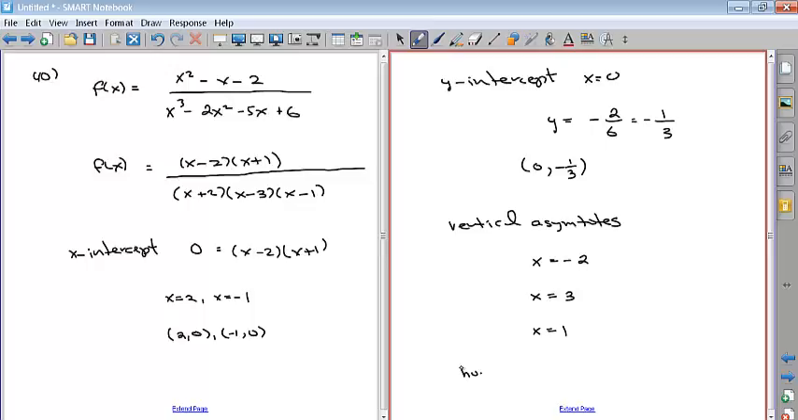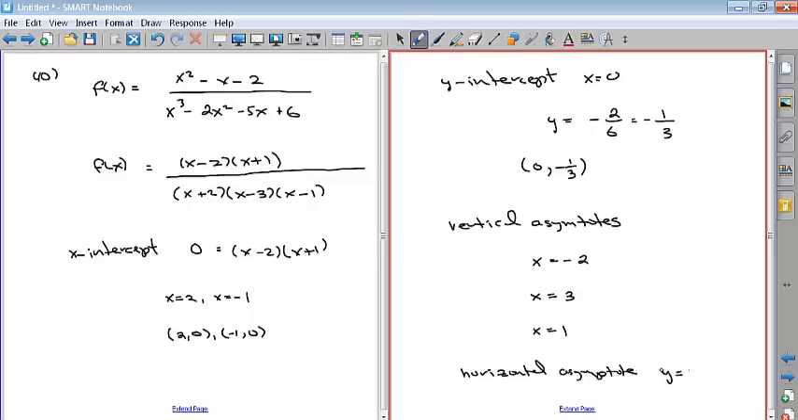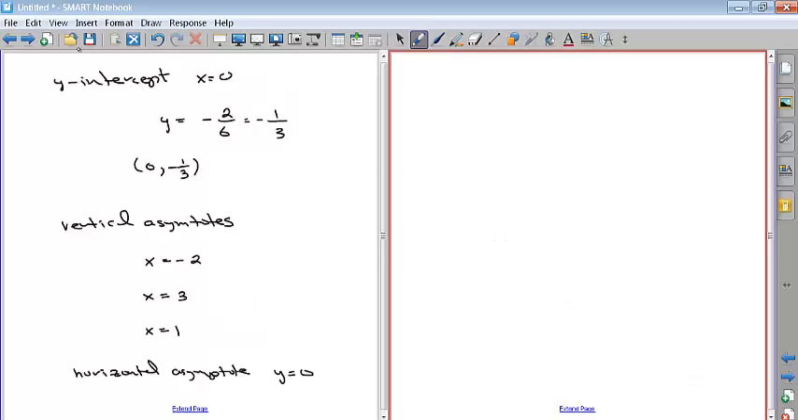And my horizontal asymptote is going to be y equals 0, because if I go back to the original form, you see I've got x squared in the numerator and x cubed in the denominator. Because that's smaller than that, that gives you the result. So let's put all that into a graph and see what we got.